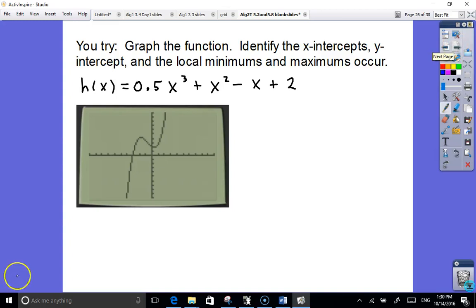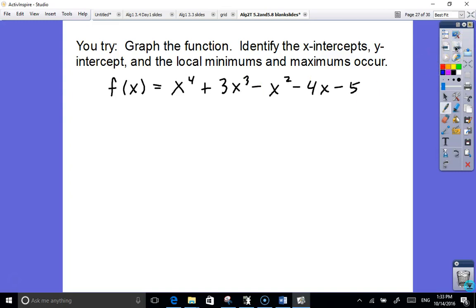You should have a graph that looks something like that. So what did you estimate for the x-intercept? -3. What did you say for the y-intercept? 2. It's obviously 2, right? And then these two turning points, -2, 4, okay. 1/2, 2, okay. 1/2, comma, 2. Close enough. Okay, try that one.